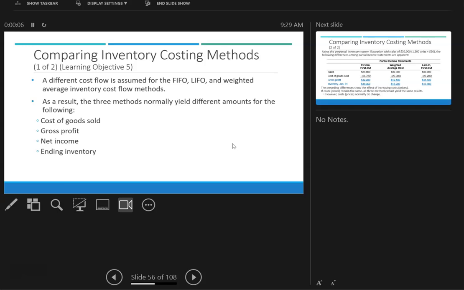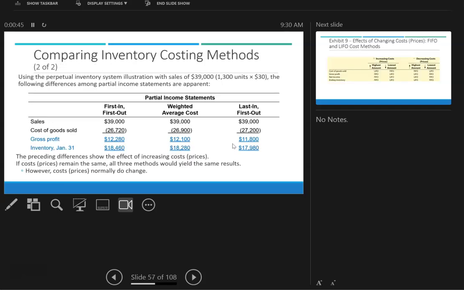The way you compare the various methods: the three methods are going to yield different amounts. The cost of goods sold is going to be different if you use FIFO, LIFO, or weighted average, along with the gross profit, net income, and ending inventory. Guys, these methods over several years will all wash out. From one year to the next you're going to have differing figures, but over a period of two years, they're going to balance out.